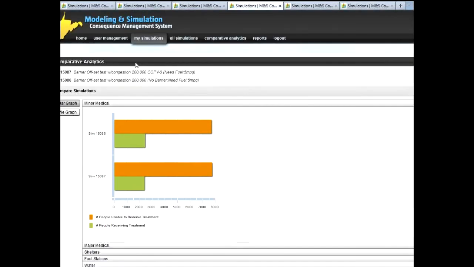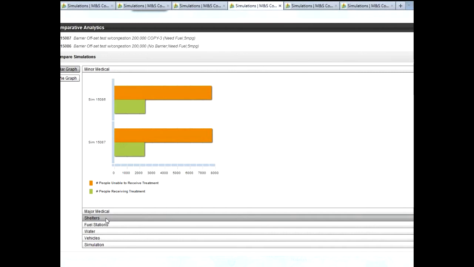Over the top we see the simulation ID 15,087, and we see what that means. That one has the barrier, and we see that 15,086 does not have the barrier. So 15,086, excuse me, does not have the barrier. 2,432 people were able to get treatment, and then 15,087, the one that has the barrier, 2,384 people were able to get treatment.